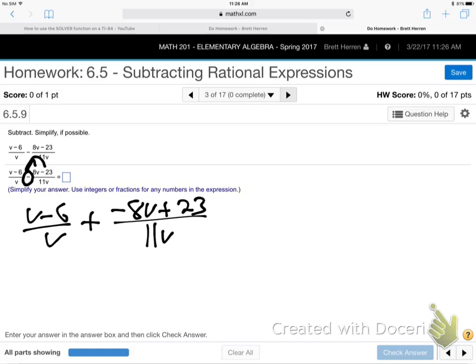Everybody see that? And then we change to adding. Is that good, that first step? So we always let that minus sign in the middle distribute to the upper right, changing the 8v to negative and the 23 to positive. It changes all the signs in the upper right, and then we make it adding. So we're adding the opposite instead of subtracting because it's easy.